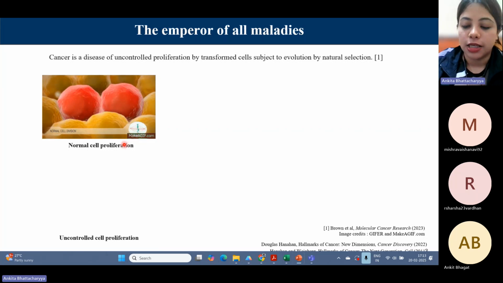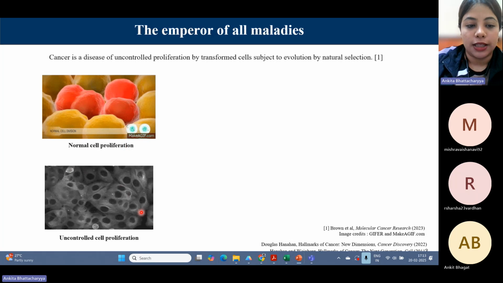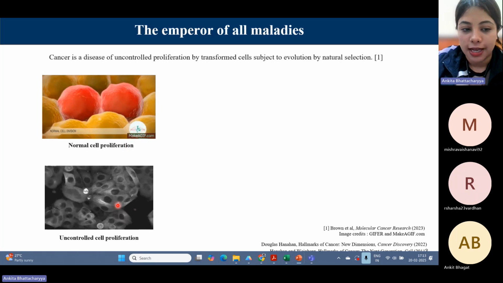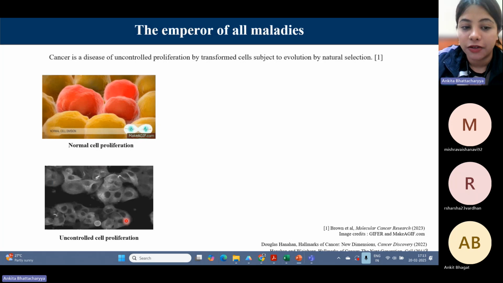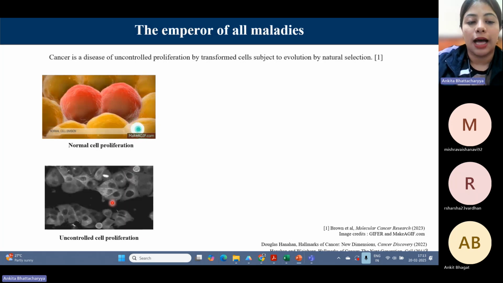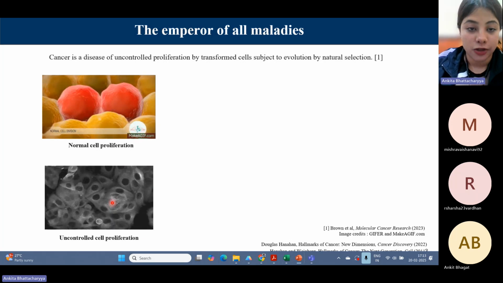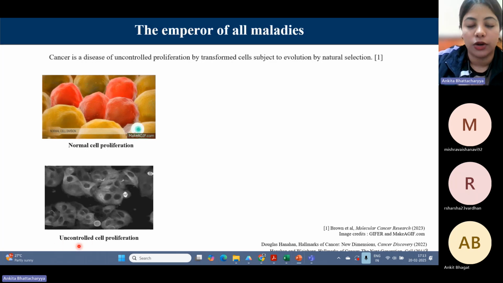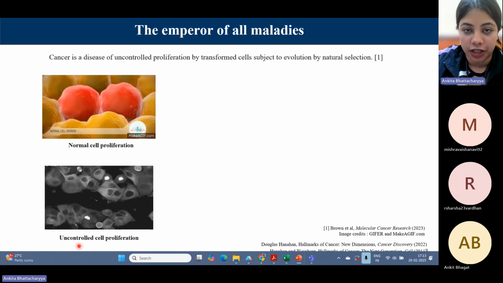Now, what happens in cancer? If you look at this image, this is an actual image of a cancer cell line which is undergoing very rapid division, as you can see. And as a result, this entire process is called an uncontrolled process of cell proliferation.